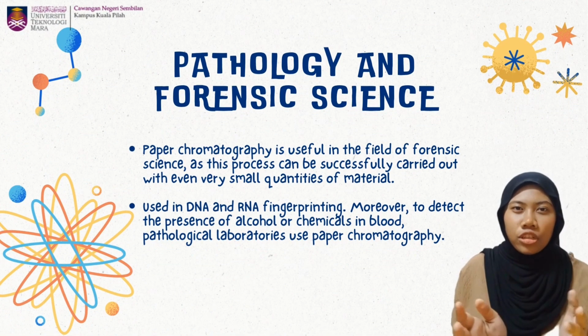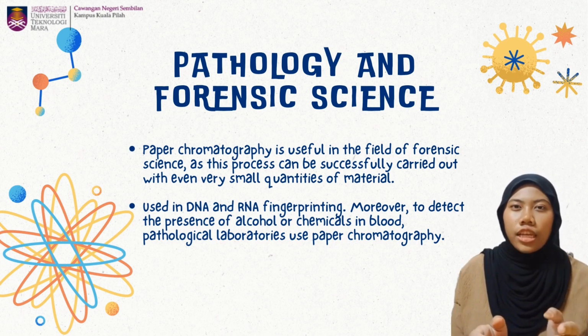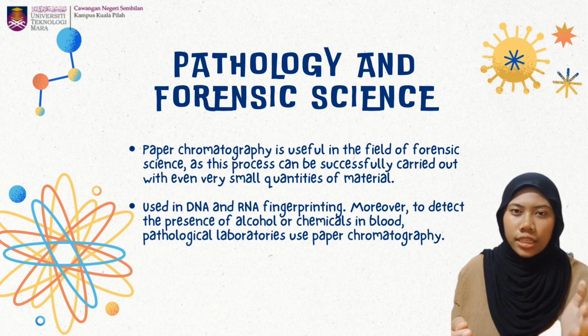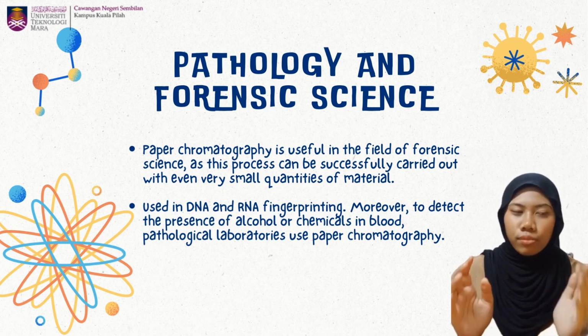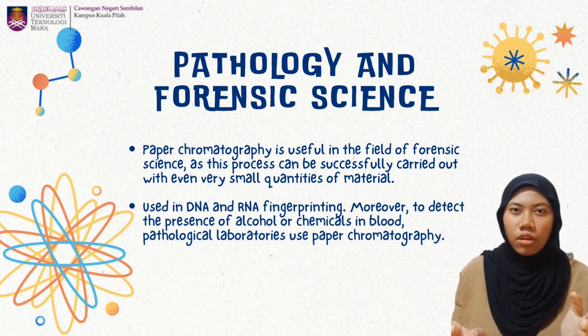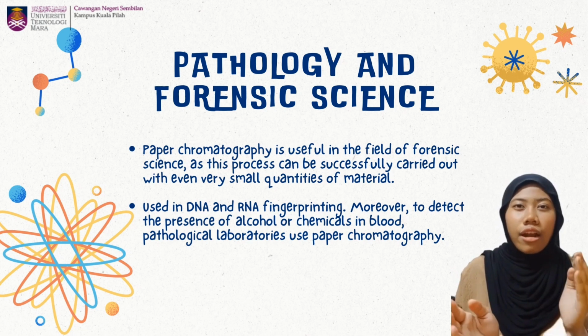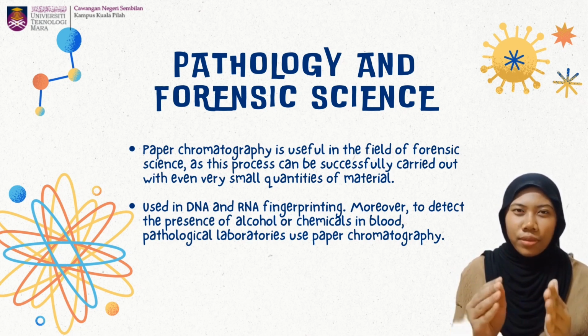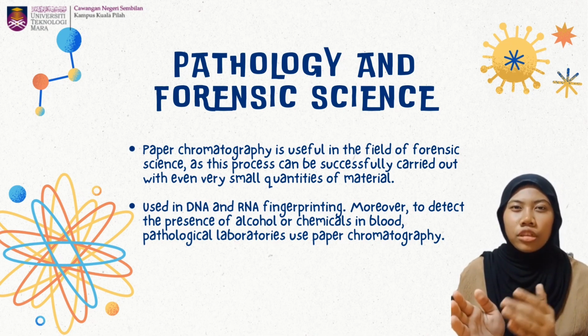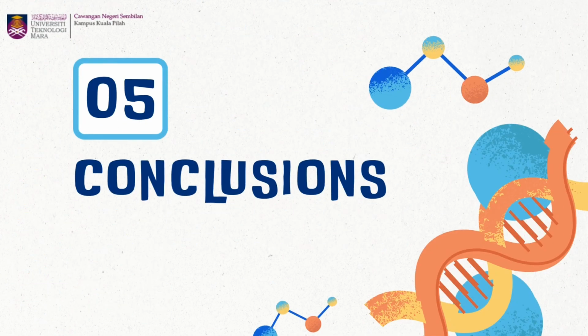And lastly is pathology and forensic science. For investigation of crimes, paper chromatography is useful in the field of forensic science, as this process can be successfully carried out with even very small quantities of material. Using these techniques, samples from the crime scene are collected to be analyzed and identified. It can be used in DNA and RNA fingerprinting and, moreover, to detect the presence of alcohol or chemicals in blood. Pathological laboratories use paper chromatography.